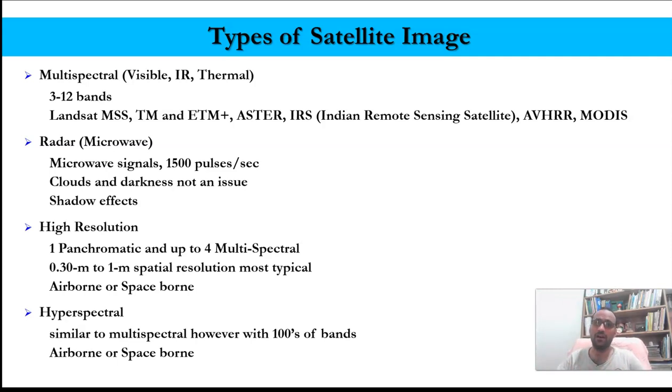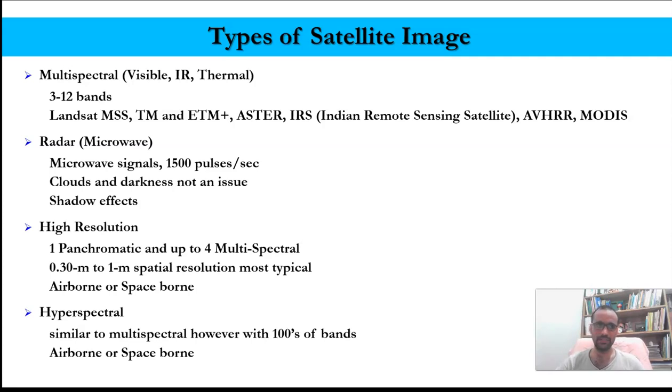So types of satellite image. We have different satellite images depending on different bands. We discussed already visible and infrared, and then we have different parts in these bands like blue, green, red, and then near infrared, mid infrared, short wave infrared, far infrared, and then microwave. When we have visible, IR, or thermal in a single satellite, and when we have 3 to 12 bands, we call it multispectral satellite data.